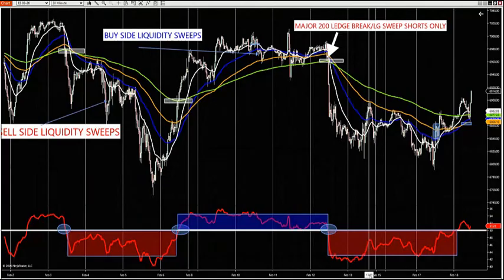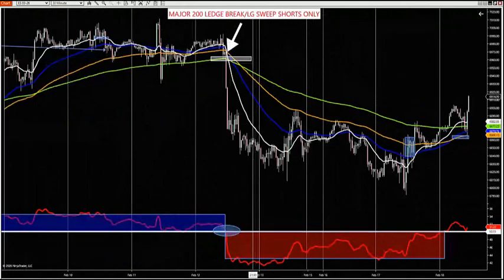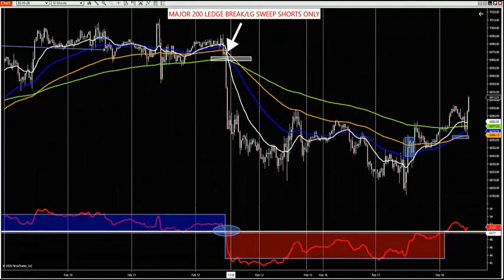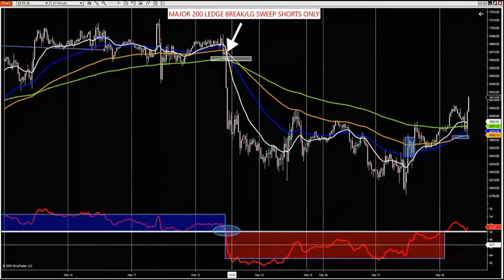In summation, it's very simple. If I'm above this white line, I'm buying liquidity grab sweeps. I'm buying buy zones on my entry chart, our proprietary buy zones. If I'm below this white line, I'm shorting sell zones, our proprietary sell zones.